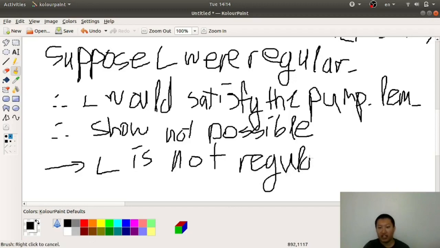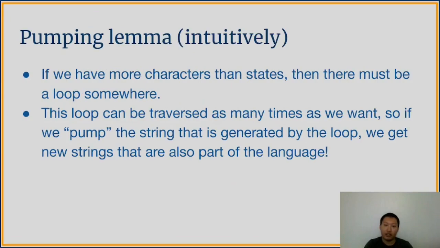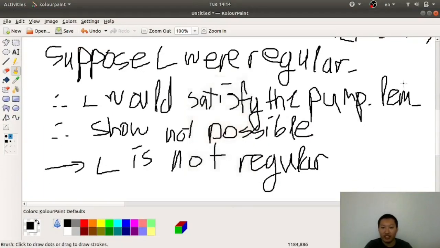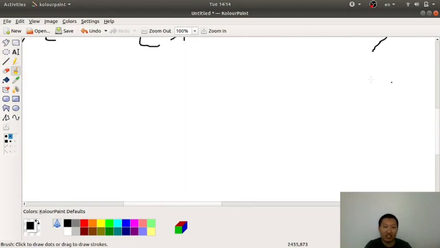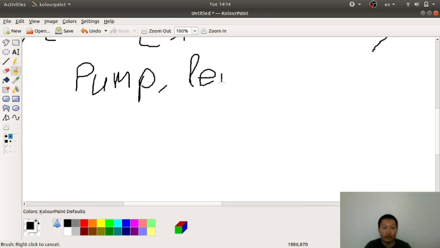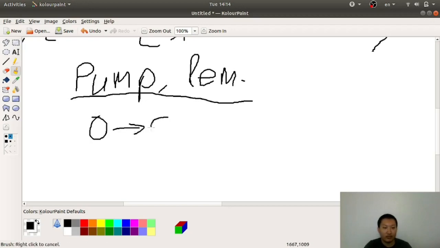So that's the sort of logic we're going to use with the pumping lemma. So intuitively, let's talk about the pumping lemma. The intuitive idea is that, let's say we have some sort of finite state automaton, so some sort of flowchart. I'll make a little heading here, pumping lemma. So let's say we had some sort of flowchart. Maybe it looks something like this. I'm just making a random thing here.